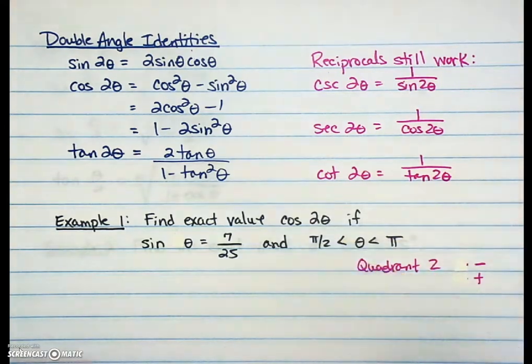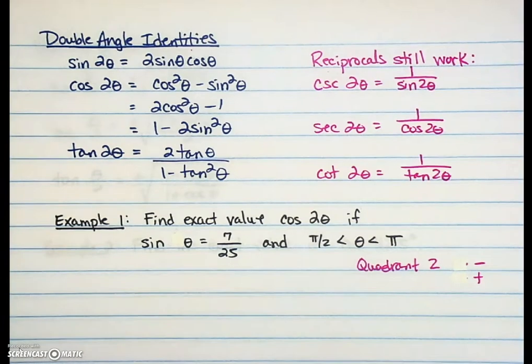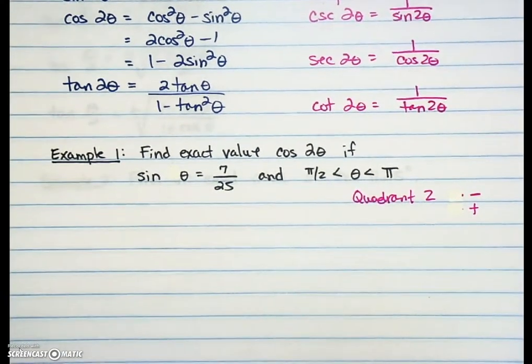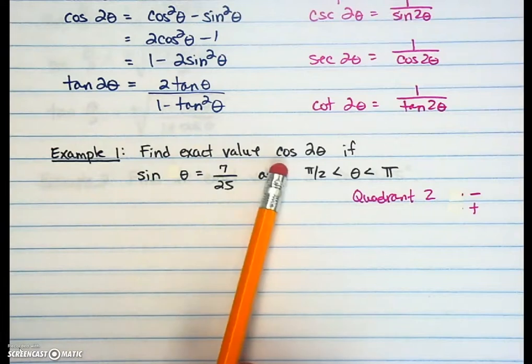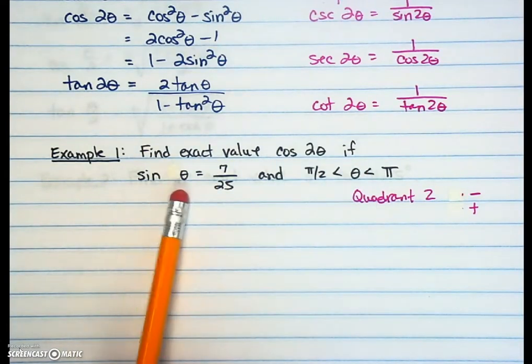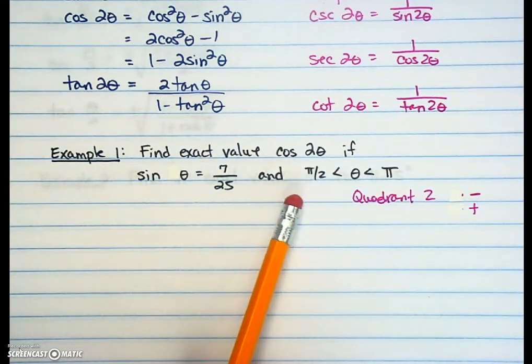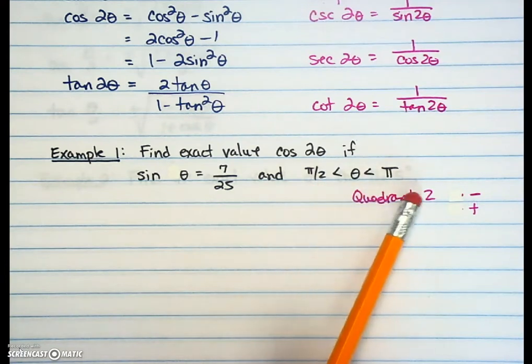So I want to do this problem here just to refresh our memory. It's a triangle problem, which we've been doing, but I just want to go back over it to make sure that we understand how to work double angle problems. So it says find the exact value of the cosine of 2 theta if the sine of theta is 7/25 and pi over 2 is less than theta is less than pi.